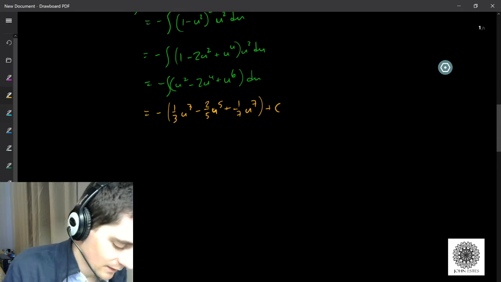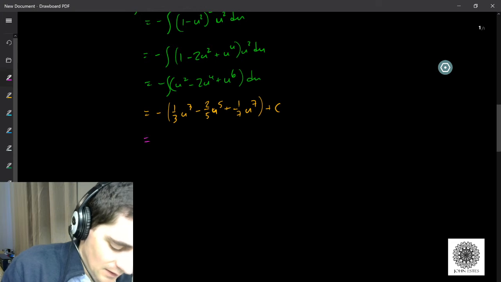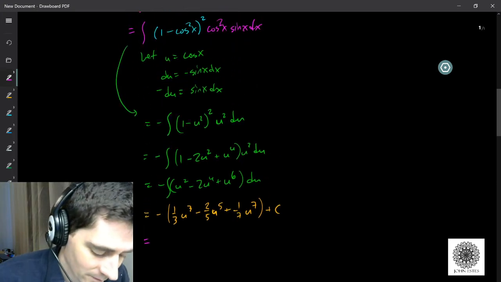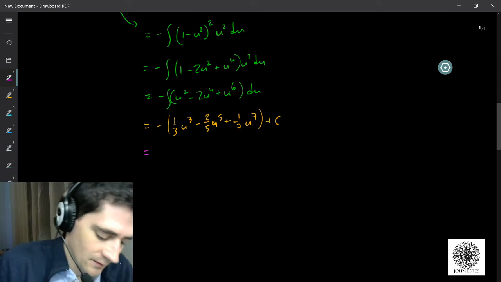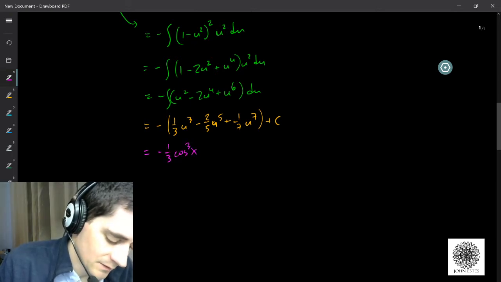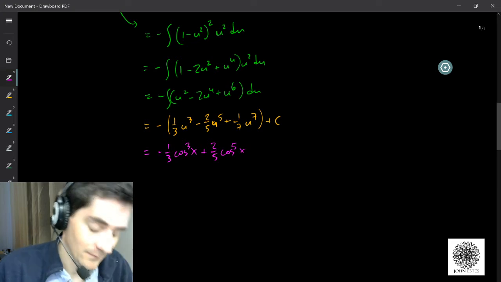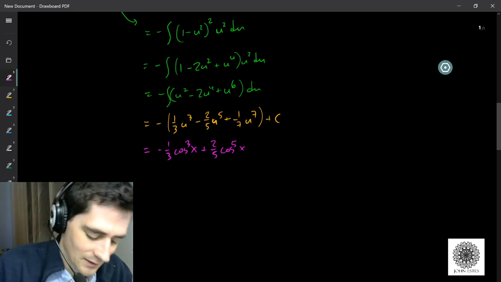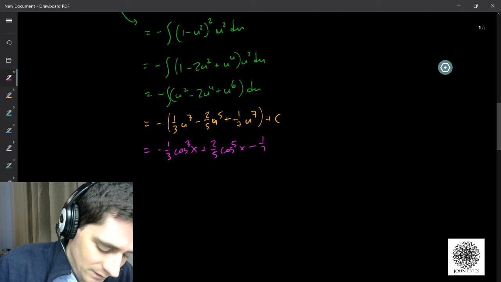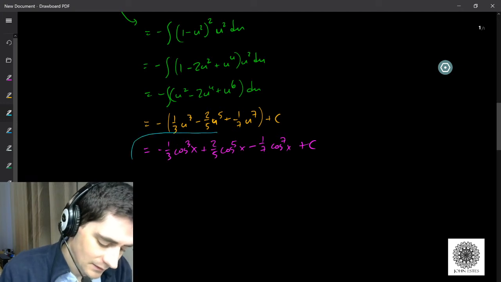And so finally I can go back and put in my sines and cosines. What was u? I can't remember now. U was cosine. So we have negative 1/3 cosine cubed x. I'm distributing my negative now. Plus 2/5 cosine to the 5th x minus 1/7 cosine to the 7th x plus c. And there is my integral.